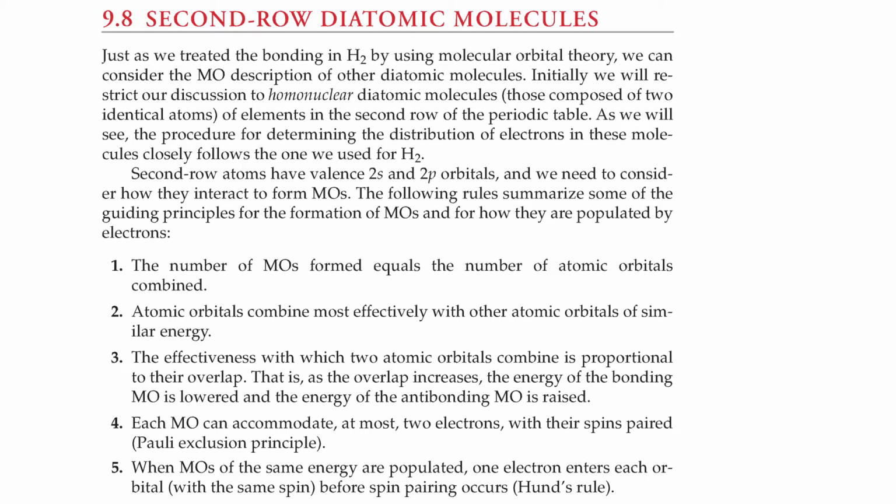4. Each molecular orbital can accommodate, at most, 2 electrons with their spins paired. 5. When molecular orbitals of the same energy are populated, 1 electron enters each orbital with the same spin before spin pairing occurs.